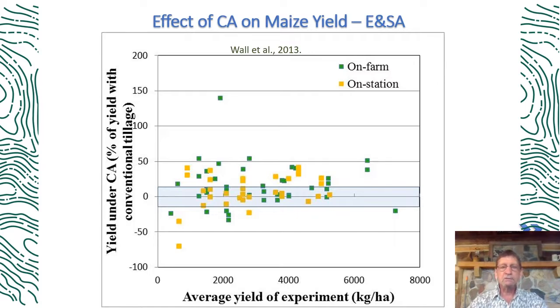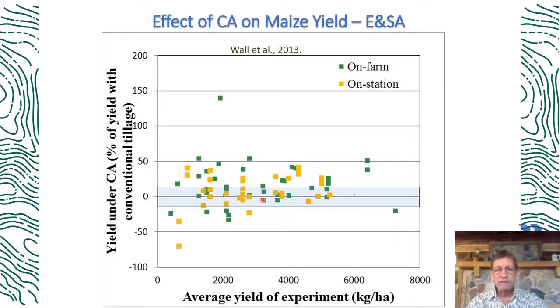One of the challenges with CA, however, is that those 3 principles alone often don't increase yields over the short run. So this is a study which was done in Eastern and Southern Africa, published in 2013. The green squares are on-farm trials, the yellow ones on-station trials.